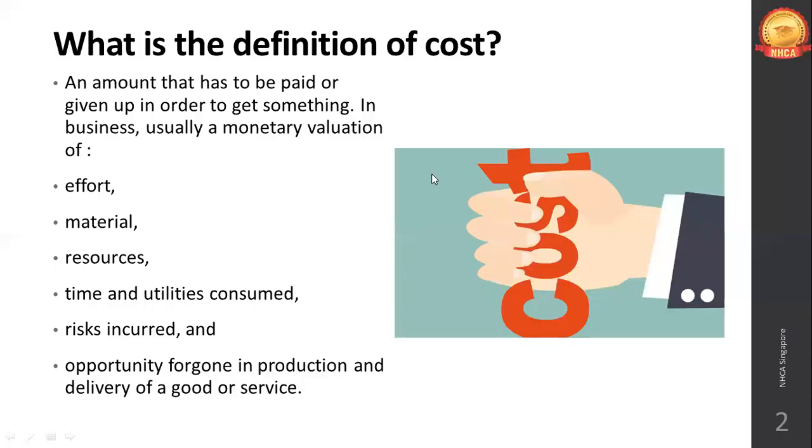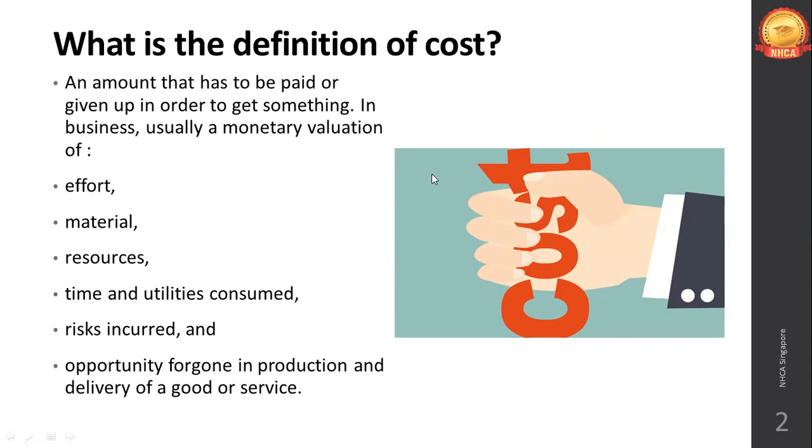Accounting and cost. So what is cost? Cost is an amount that has to be paid up or given up in order to get something. You want something, you have to give something back. Whatever you're giving up or paying becomes the cost, and it's not necessarily always money.